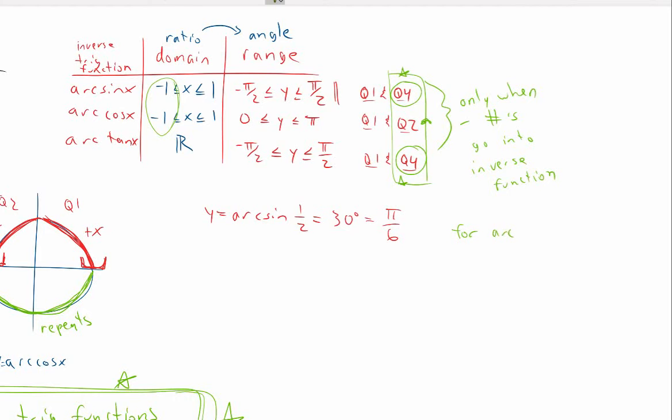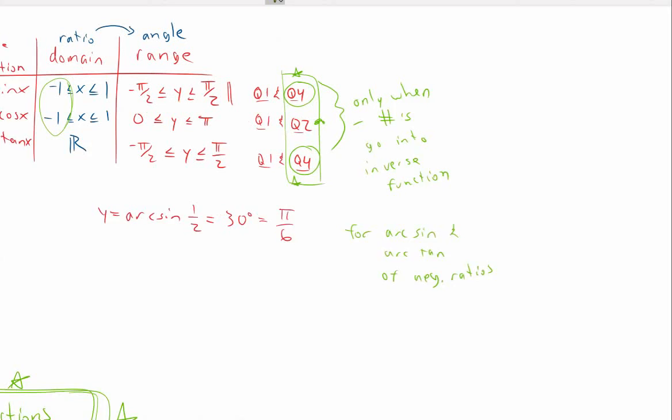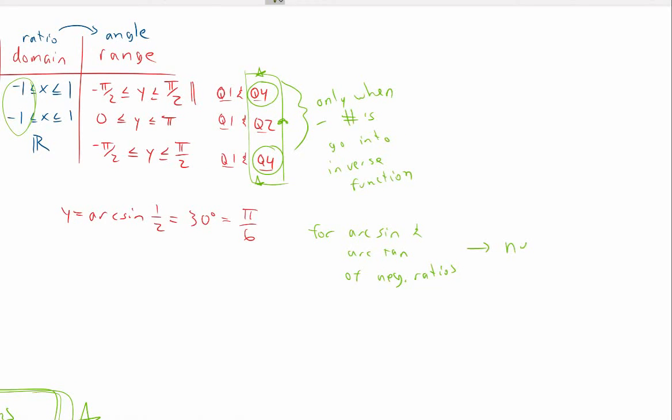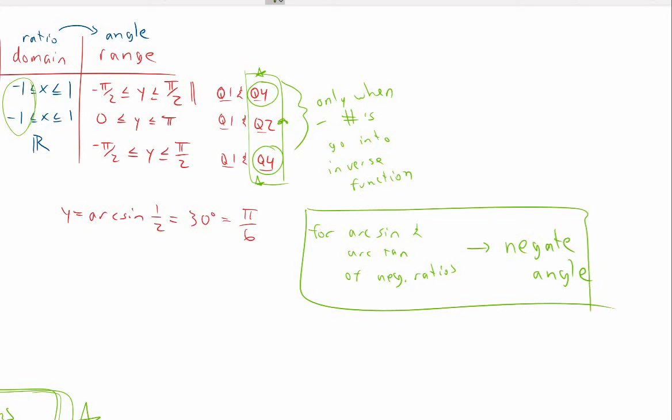So for arc sine and arc tan of negative angles, or negative ratios, we'll just negate the angle. It's that simple. We just need an angle in the 4th quadrant. So for arc sine and arc tangent, that's all we have to do, just negate the angle.